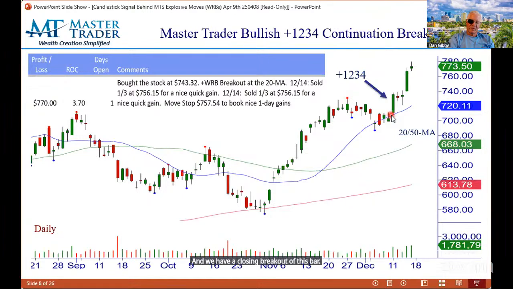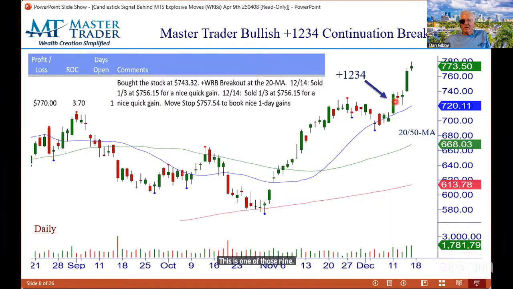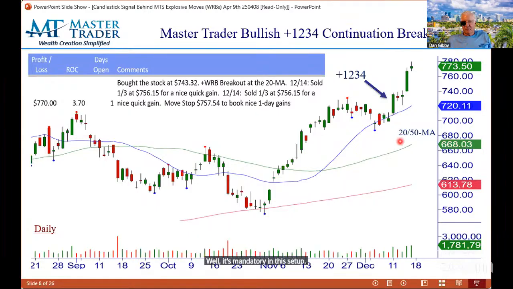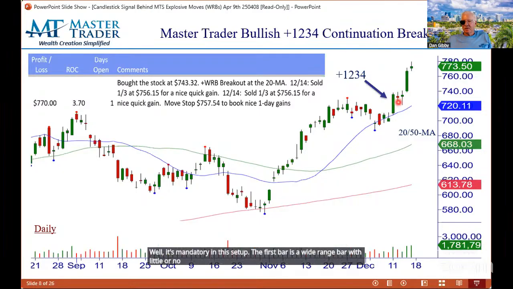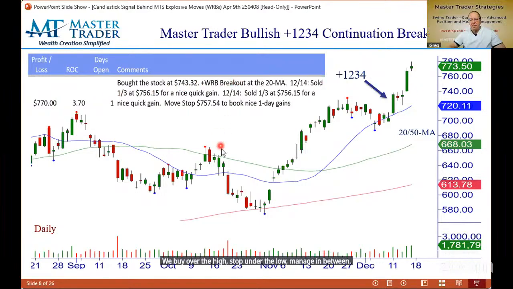So do you remember the slide with 9 bullish pictures? This is one of those 9. So this one, man, remember I said wide range bars can occur in any of these? Well, it's mandatory in this setup. The first bar is a wide range bar with little or no tails. We get 1 or 2 inside bars that stay in the upper part of this bar. We buy over the high, stop under the low, manage in between.